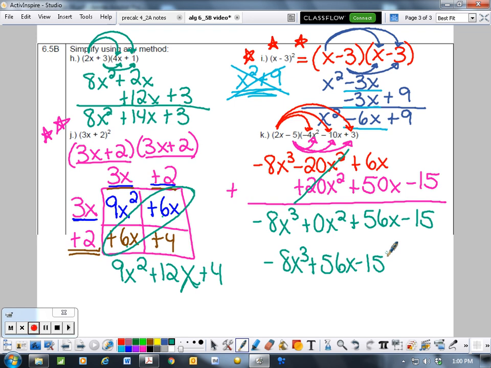Okay, so we'll do a little bit more practice on this, and then we'll talk about special patterns, and then we're done with the chapter.